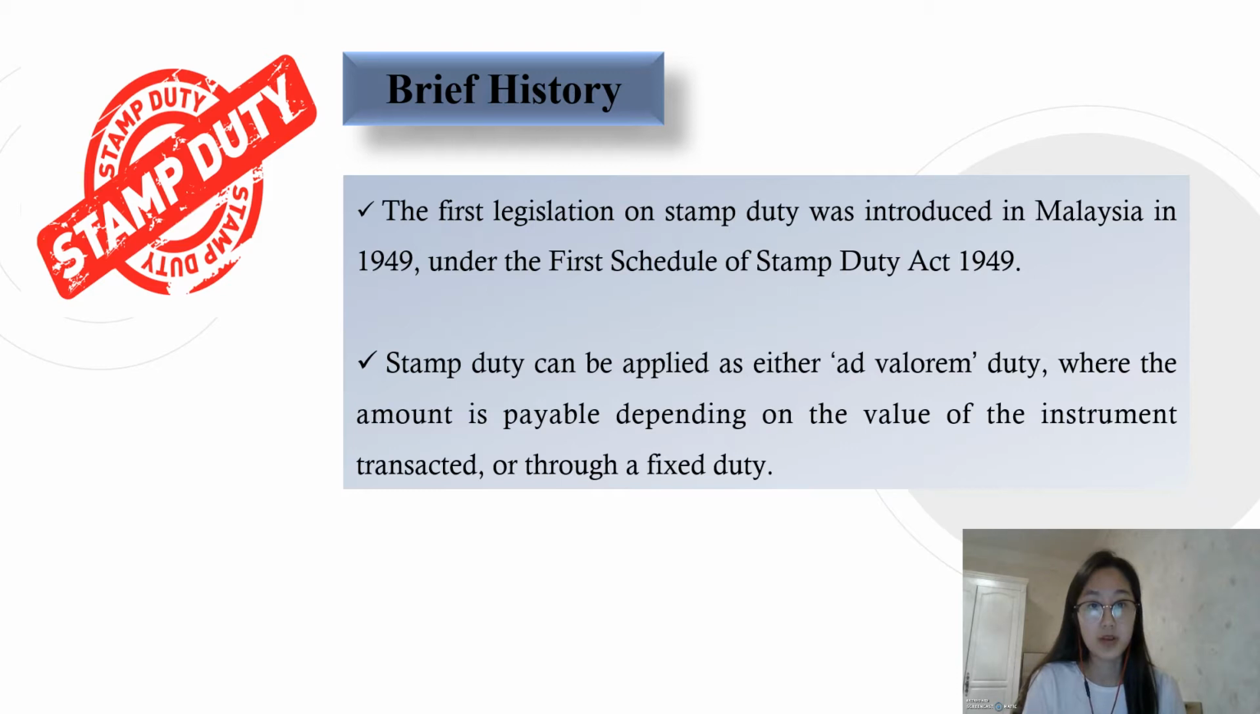So next I will introduce the stamp duty. First is a brief history. The first legislation on stamp duty was introduced in Malaysia in 1949 under the first schedule of the Stamp Duty Act 1949. Stamp duty can be applied as either ad valorem duty, where the amount payable depends on the value of the instrument transacted, or through a fixed duty.